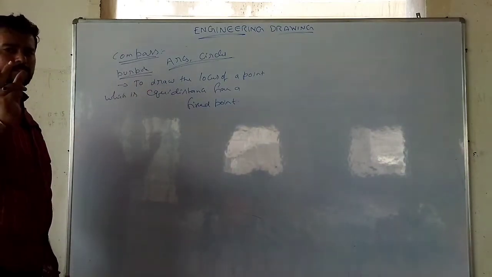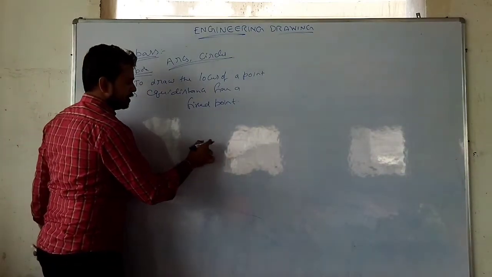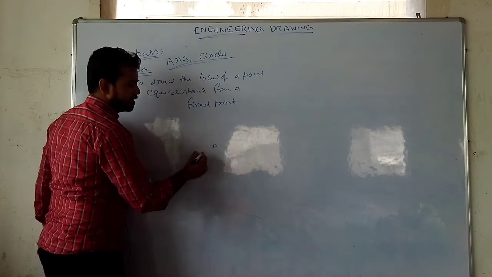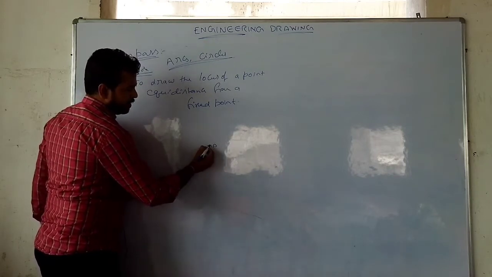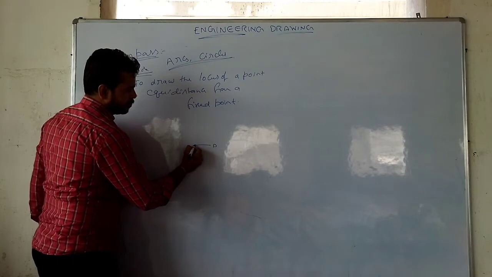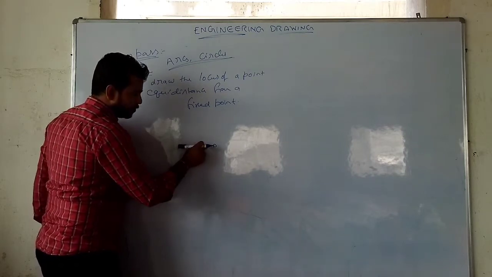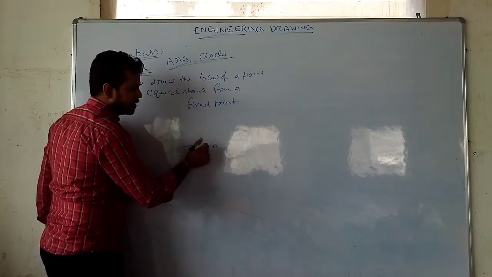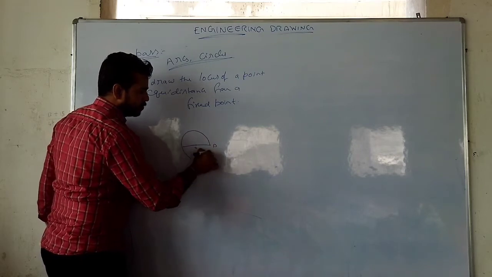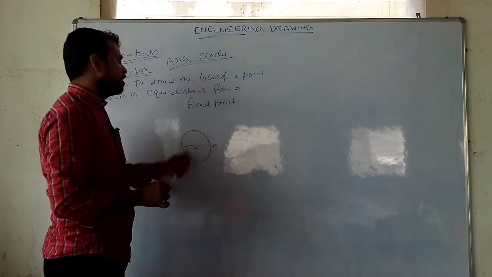With the help of compass, is it? No. There will be a locus of the point. That locus of the point P is there. It should be equidistant from a fixed point on either side. You will place your compass here, you will place your pencil here, then you will be able to draw a circle. This is what compass is.